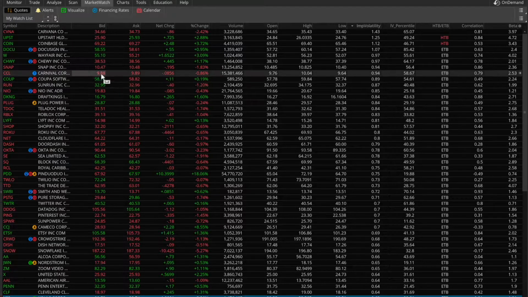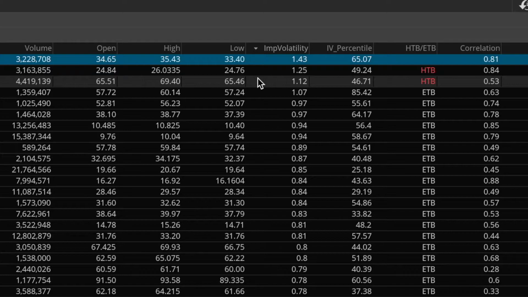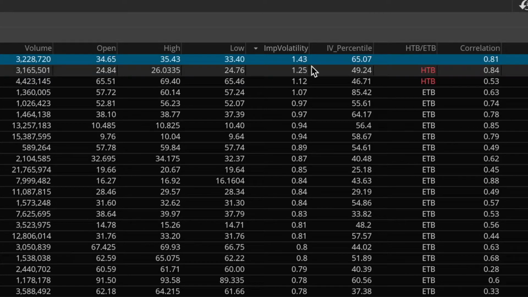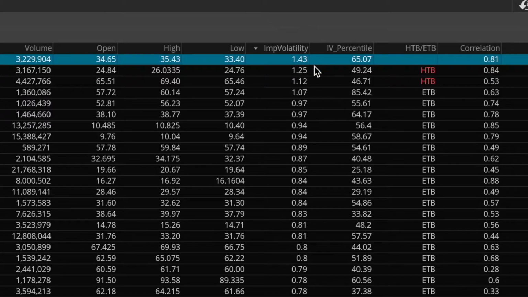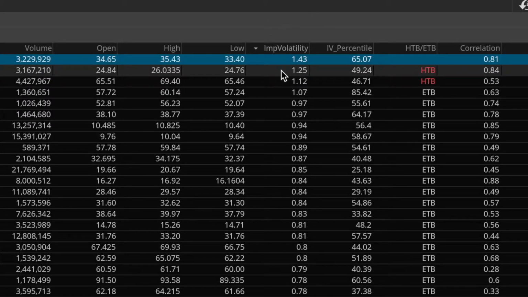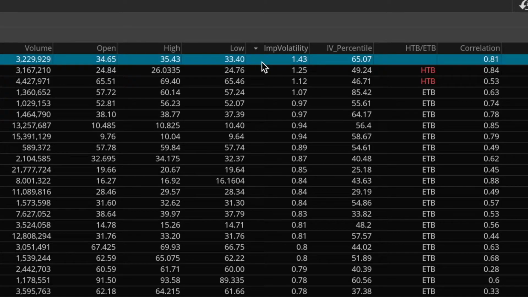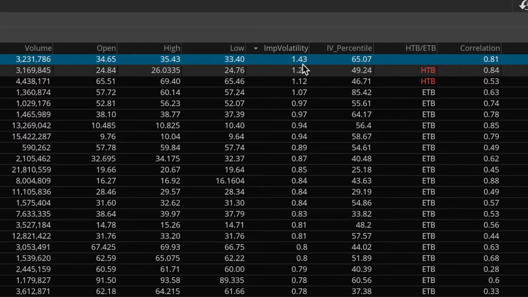So for example, with Carvana here, the implied volatility for this stock is 143% or 1.43 as a decimal. So this here is very, very high implied volatility for any individual stock. So what that means, of course, is Carvana is going to have very, very expensive option contracts. And so bottom line, that's why it's a very good idea to sell options on high implied volatility stocks, because you can collect the most premium.